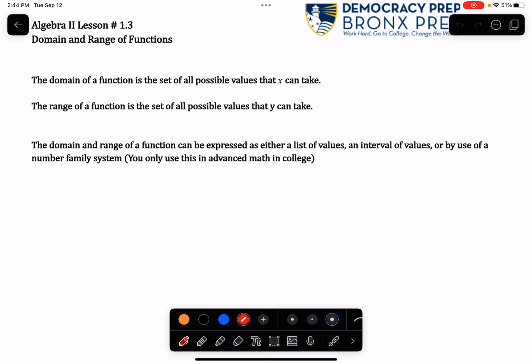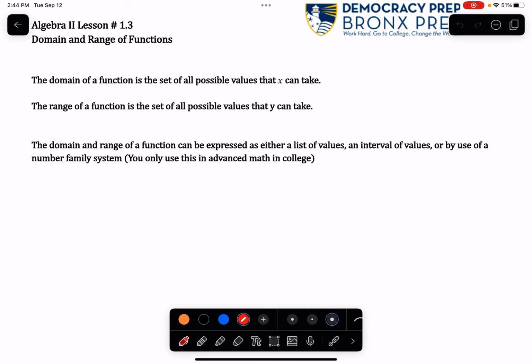The domain of a function is the set of all possible values that x can take, and the range is the set of all possible values that y can take. Another way to think of it is that some functions will lend themselves better to different types of expression.